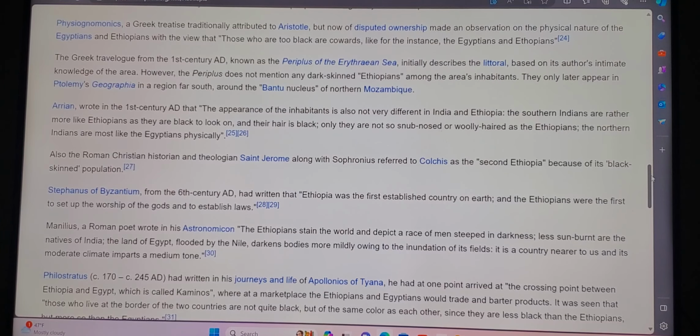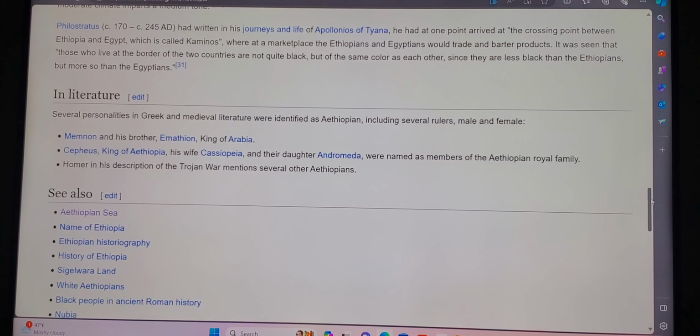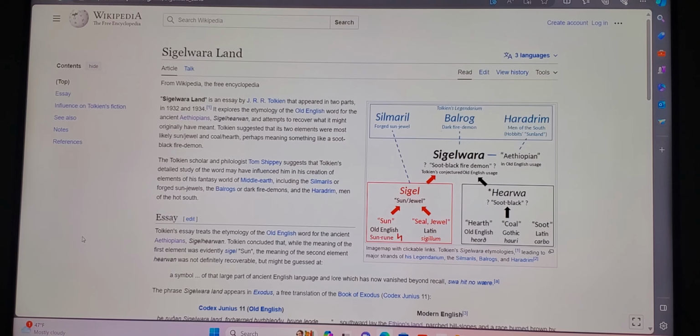Okay? You see that? So who's doing all the teaching and civilizing on the planet? It's the Ethiopians, right? It's the Ethiopians. And the Ethiopians are all around the world. Okay? And some more. Now, this is Old English right here.